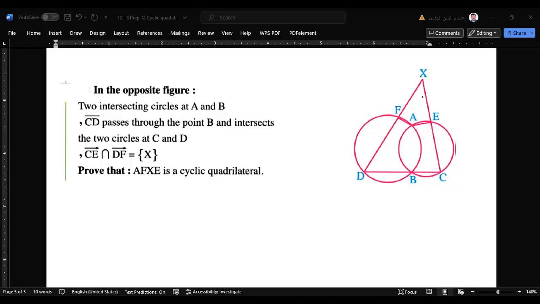So here, let's join AB. We will join AP. When we join AB, we make two cyclic quads, AFDB. In this one, the measure of angle 1 as exterior equals the measure of angle 2 as interior opposite to the vertex. Okay?